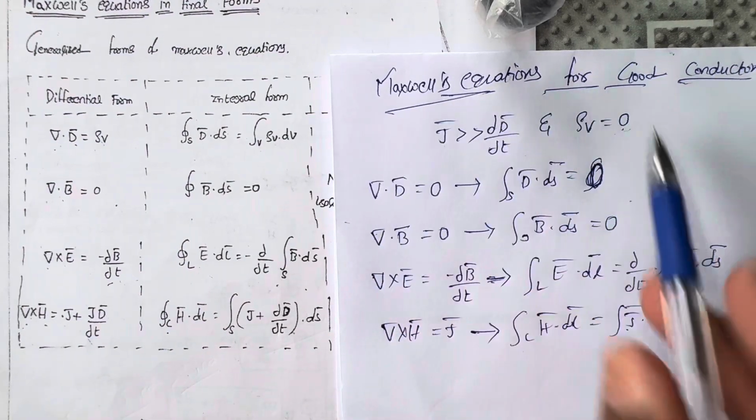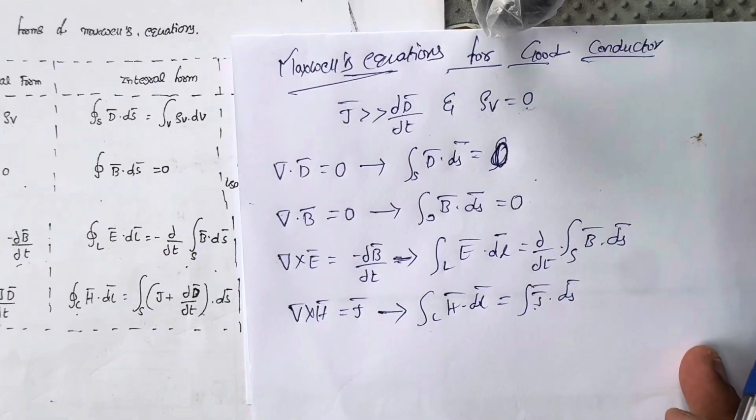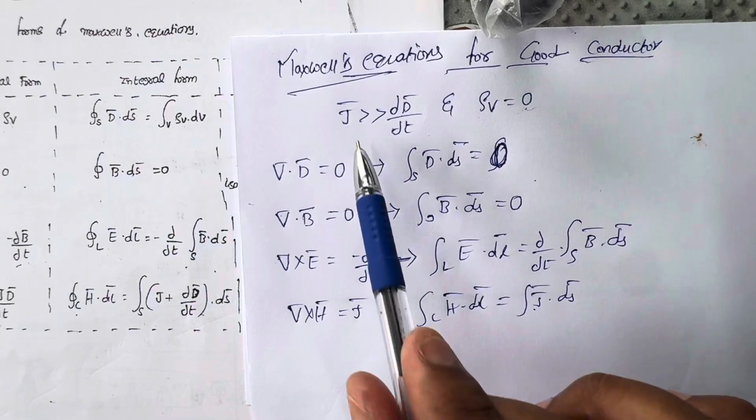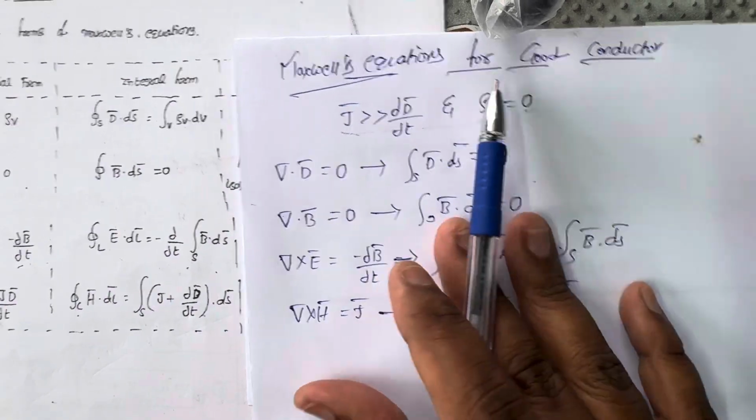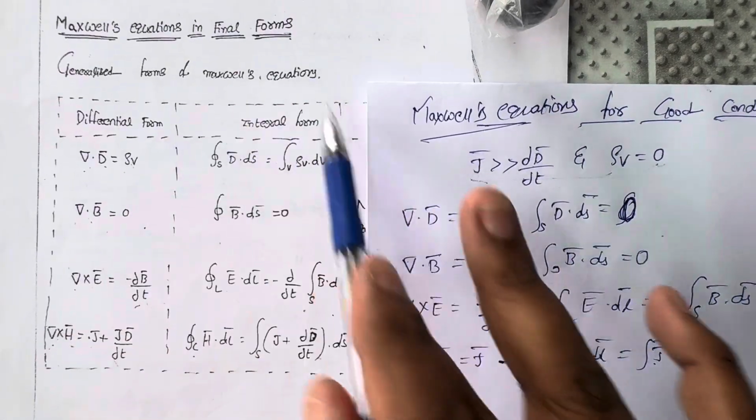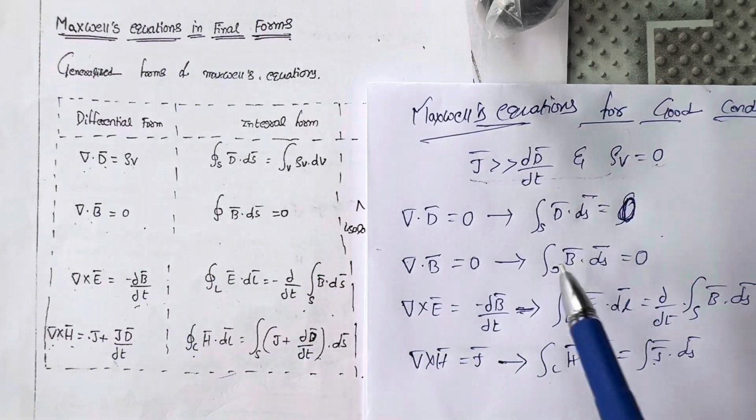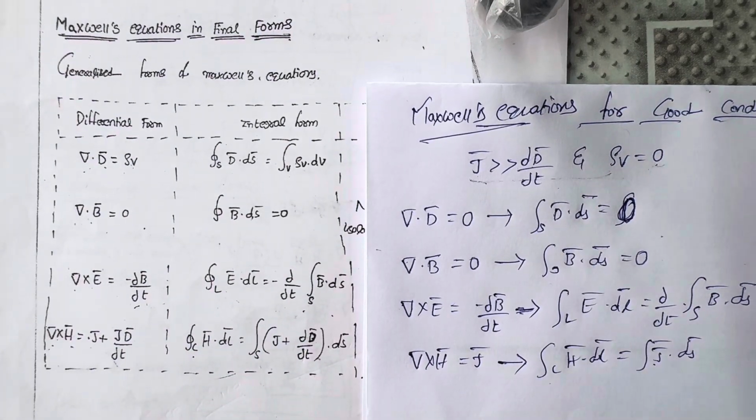These are the Maxwell equations for a good conductor. Simply you have to remember these conditions, and simply you have to remember these final equations. Then we will get those equations.